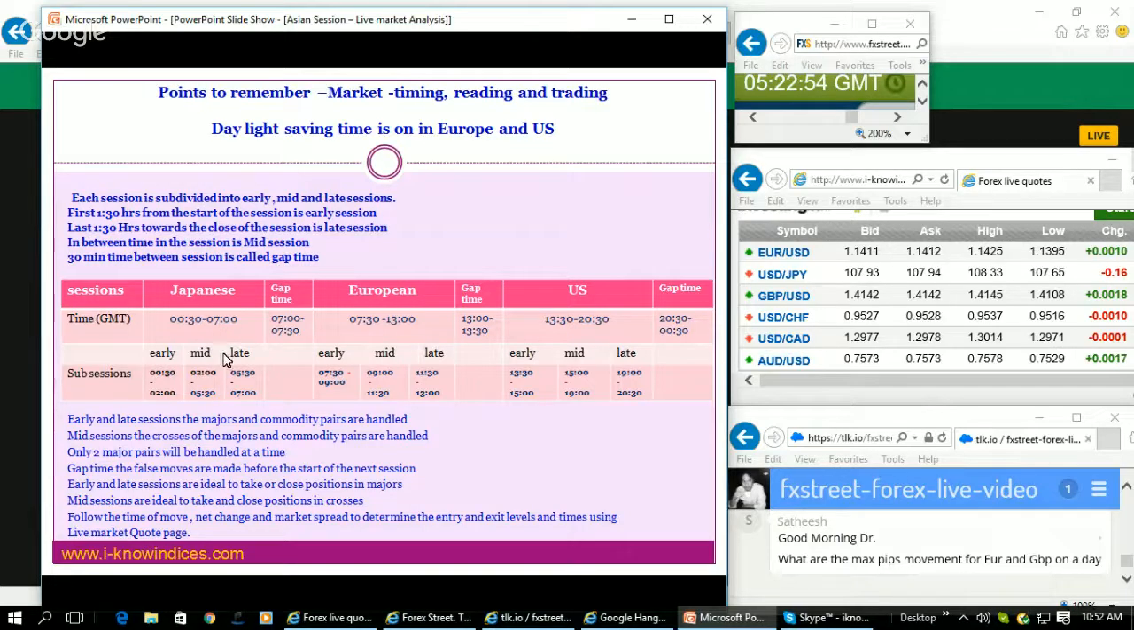Then exactly by the start of the late session, they will stop handling the crosses and handle the majors. We'll be able to really understand how they systematically follow the timings. And only if we use different timings to read their language, otherwise we fail to understand what they are trying to do. We think the fundamentals are driving the market, but they have a very systematic plan of manipulating the market.